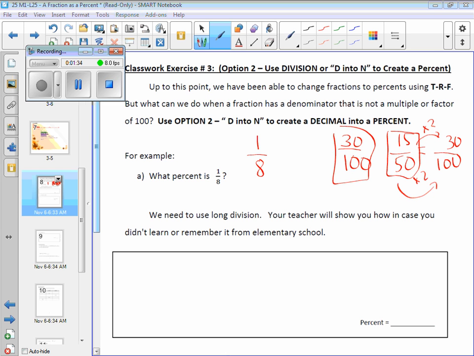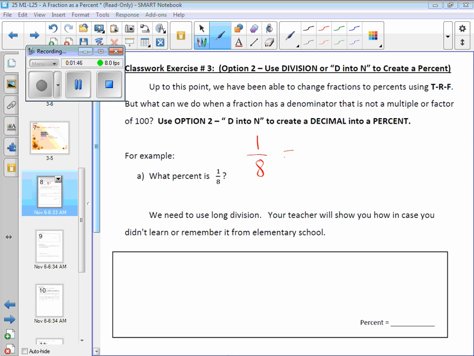So now we're presented with 1 to 8. What should we try to do? Adam. Okay. Yes. And you got to figure this out, right? But what makes this a little bit more difficult is 8 doesn't go into 100 equally. We're going to come to the denominator into numerator method. But before we get to that, normally what we want to try to do first is this way.